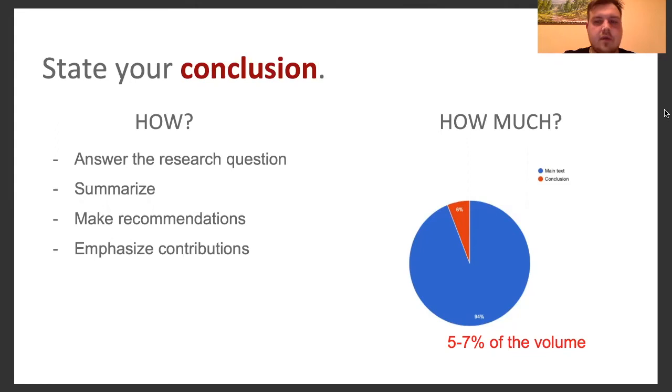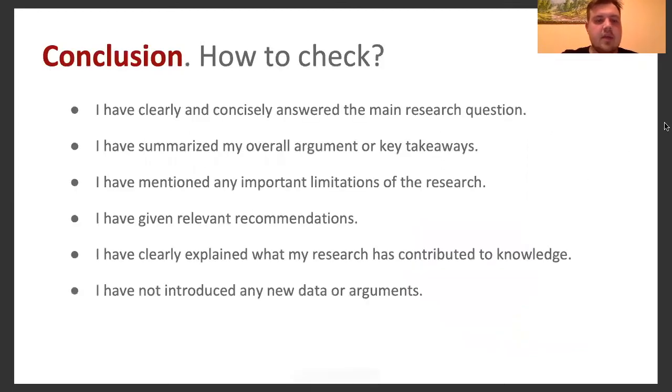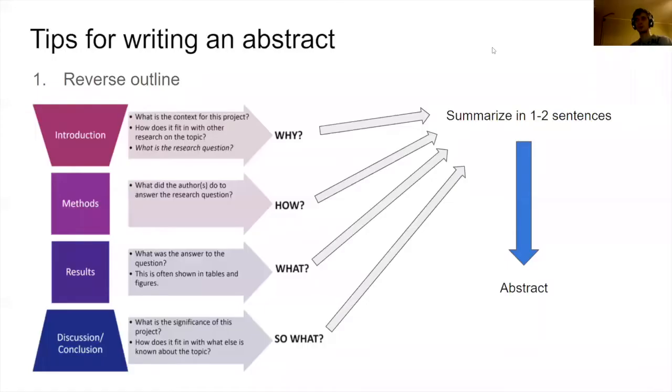The length should be about 5 to 7% of the overall volume of the abstract. An empirical scientific study will often have a short conclusion that concisely states the main findings and recommendations. And to check yourself, make sure you have clearly and concisely answered the main research question, summarized the overall argument and key takeaways, mentioned any important limitations of the research, given relevant recommendations, explained what your research has contributed to knowledge, and not introduced any new data or arguments. So, now you know how to structure your abstract, and it's time for our tips.